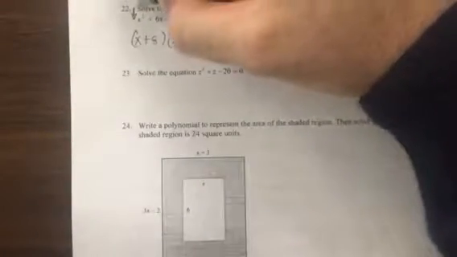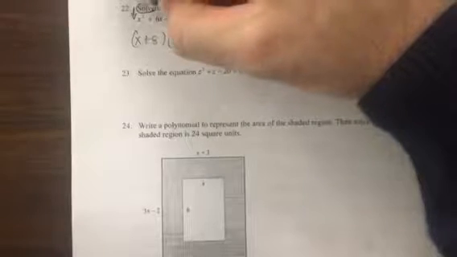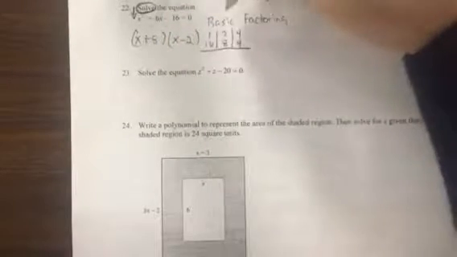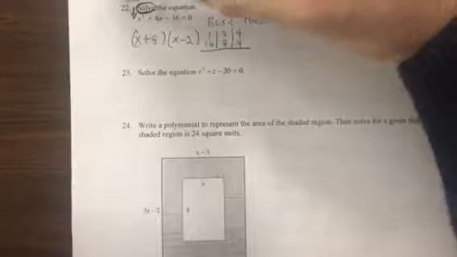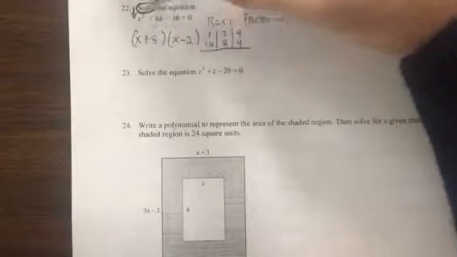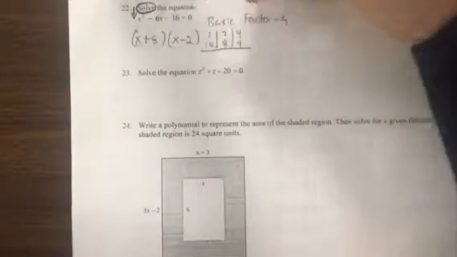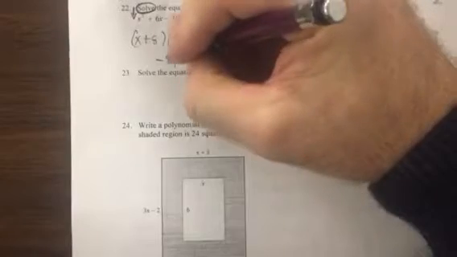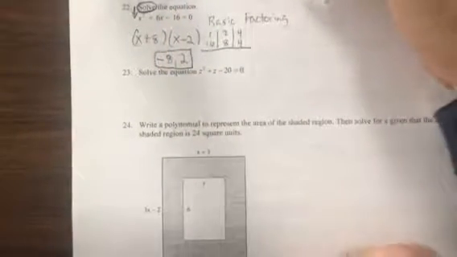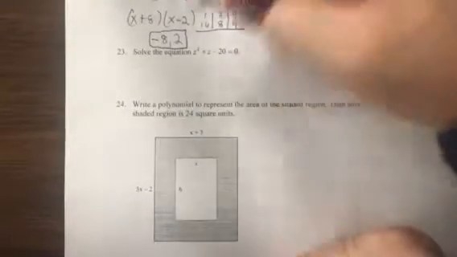Now those are my factors, but it's asked me to solve. You'll see this a lot on tomorrow's test. All right, so what are my solutions, my roots, my zeros, my x-intercepts? -8 and +2. Very good, thank you. -8 and 2. Okay, drop down to number 23.